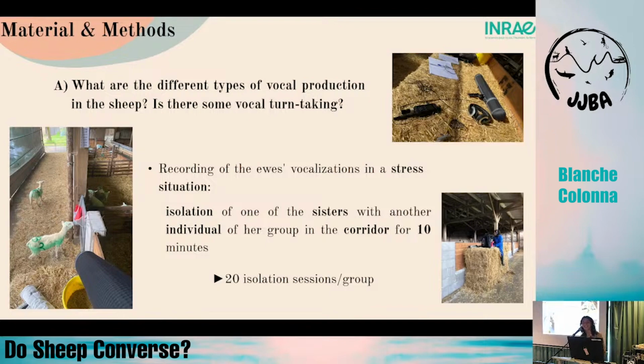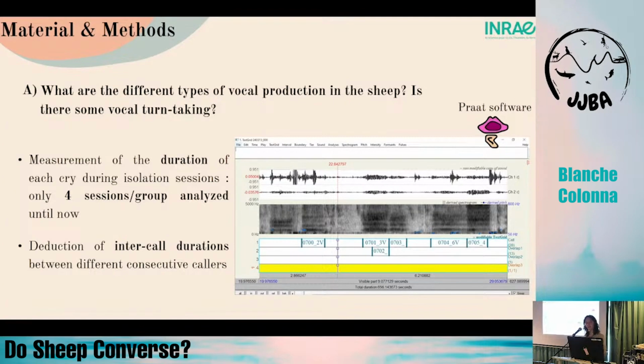So I did 20 isolation sessions per group, so in total 80 sessions. And after that, I used Praat software to measure the duration of each cry. Until now, I only had the time to analyze 4 sessions per group, so only 16. And so this is, for instance, a call and its duration.